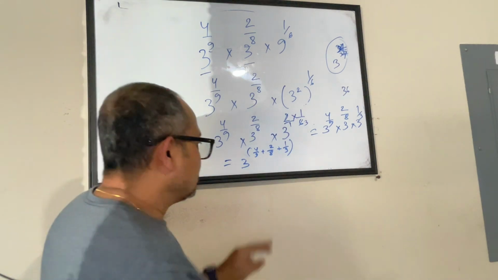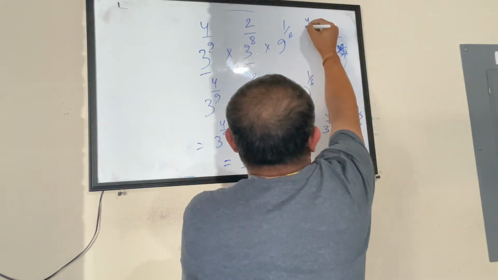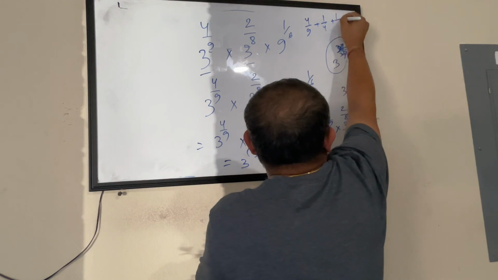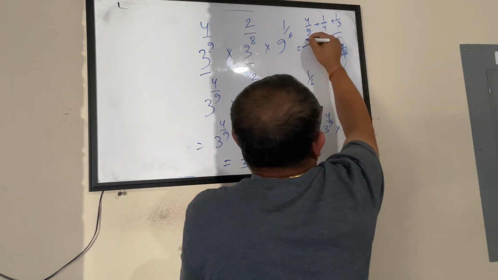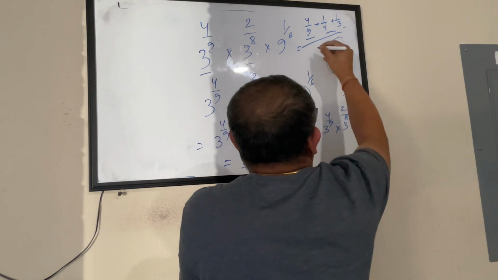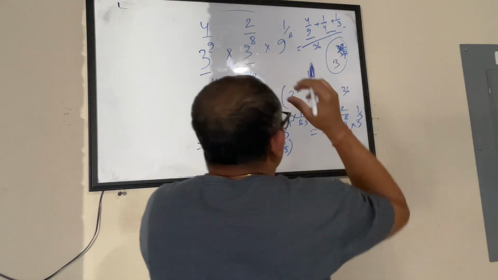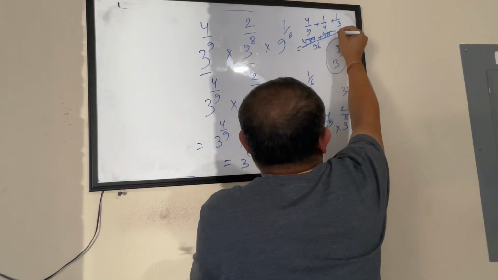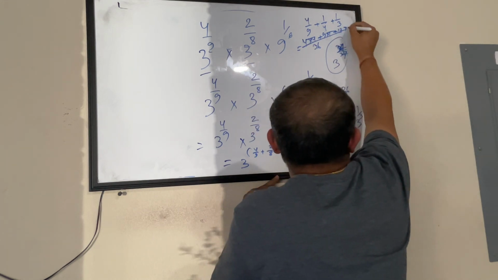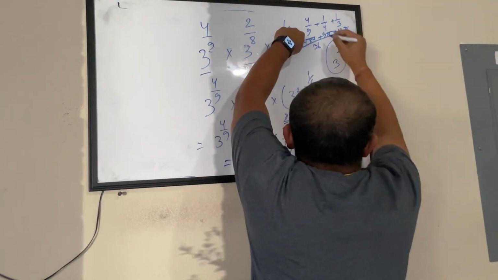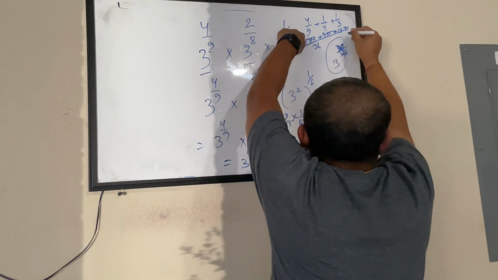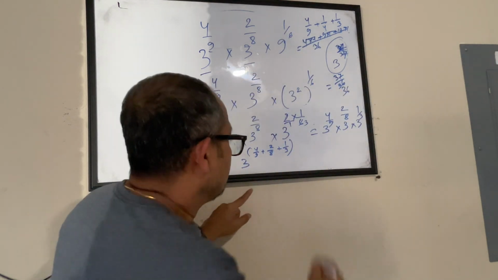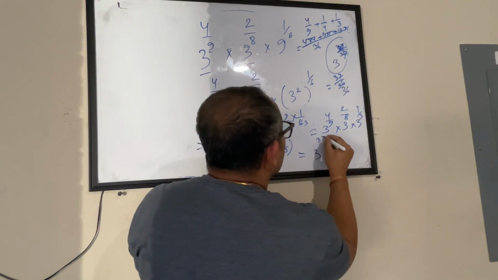So now if I add 4 by 9 plus 2 by 8. 2 by 8 is nothing but 1 by 4, plus 1 by 3. What is the LCM for 9, 4, 3? 36. 9 into 4 is 36, 4 times 4, plus 4 into 9 is 36, into 1, plus 3 into 12 is 36, into 1. So it becomes 4 fours are 16, plus 9, 25, plus 12. 25 plus 12, 37 by 36.